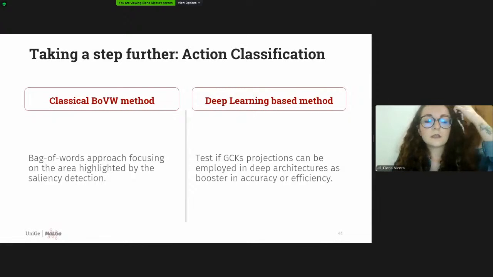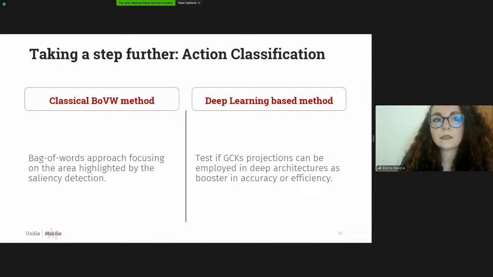So at this point, we were ready to take a step further into the computer vision task, in the motion understanding task. And one of the most popular is, of course, action classification. So is our representation able to not only identify motion, but is its representative power enough to also classify actions, so distinguish actions one from the other?